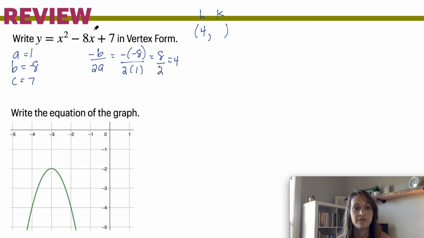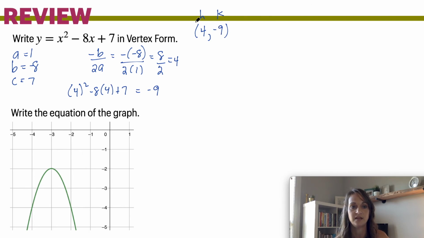The way we do that is we plug 4 back in. So we'll get 4 squared minus 8 times 4 plus 7. So you'll get 16 minus 32, which is -16, and -16 plus 7 is -9. Use your calculator just to make sure that that works, and so -9 becomes k. We also know that a represents the same number in both types of forms. So our final answer is going to be y equals a, which is 1, (x minus our h value, which is 4) squared, plus k, which is -9.